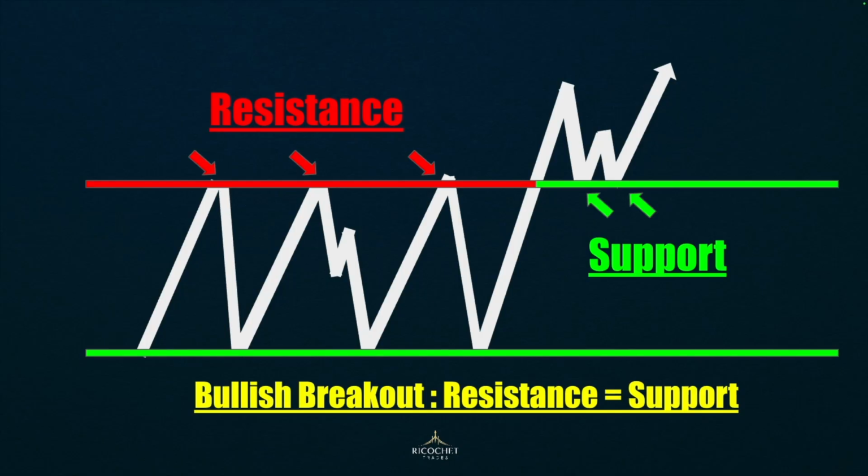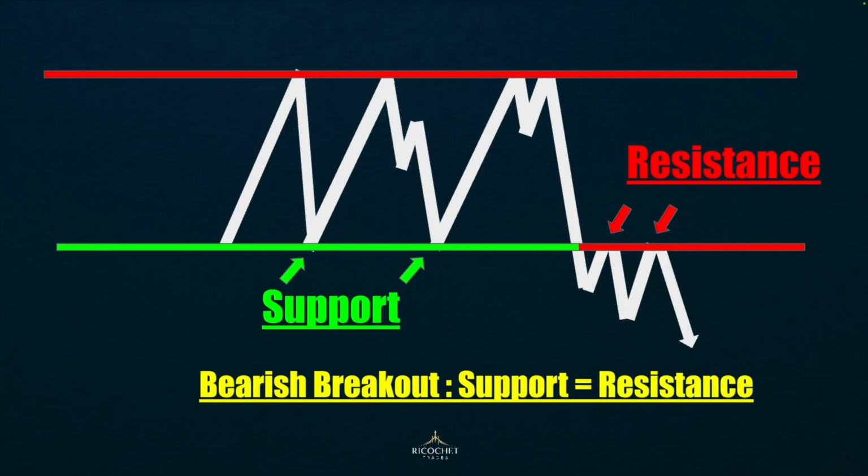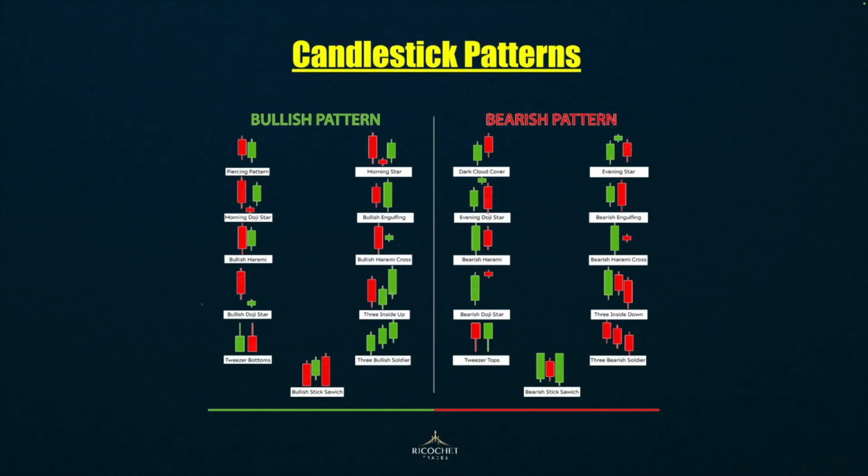Here's an example of a bullish breakout where price breaks past resistance, pulls back to retest the key level, and holds at support before continuing in the up direction. The opposite is true for a bearish breakout. When price breaks below support, the key level is often retested as resistance before continuing to the downside. When a breakout occurs, it's important to confirm continuation or a trend reversal through a candlestick pattern. Although candlestick patterns aren't covered in depth in this video, it is worth mentioning.